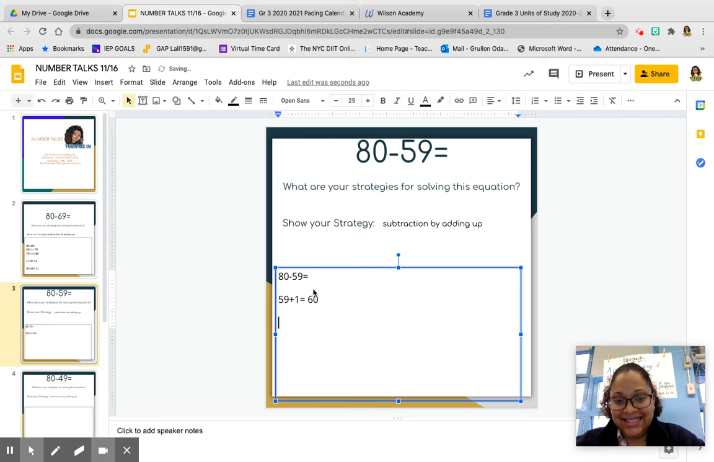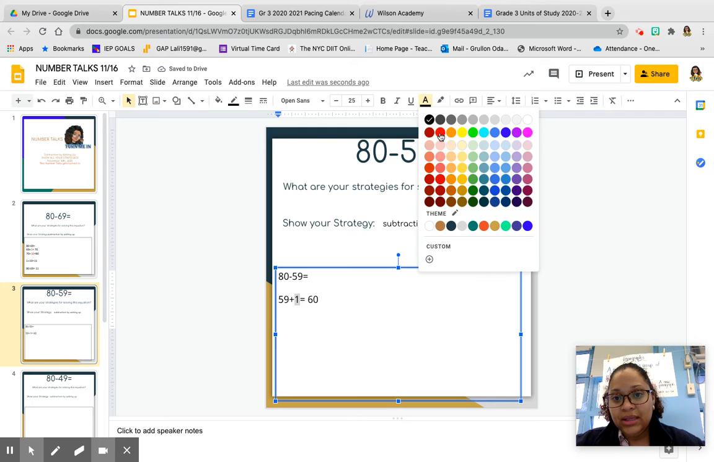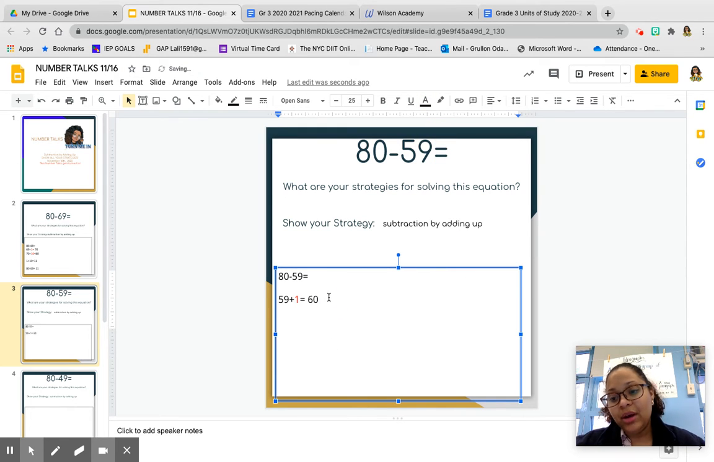Once I get to 60, I'm also going to remember to mark that 1 so that I know that's one of the numbers that I need to add up at the end to figure out what the difference is. So then after I do this part, because I made myself a friendly number, I'm going to think about how I can get to 80. So I have 60 here. And remember that last strategy of adding up in chunks? So I'm going to add up in tens up until I get to 80.